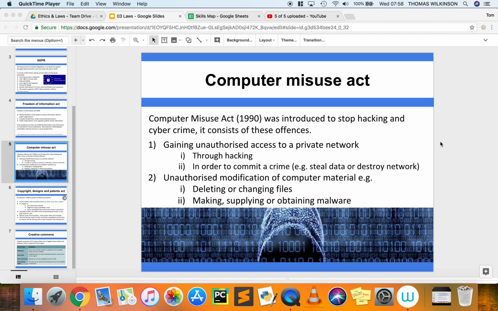Alongside that, it's also the unauthorised modification of computer material as well. So that could be the changing or deleting of some files, or making or supplying or even obtaining some form of malware.